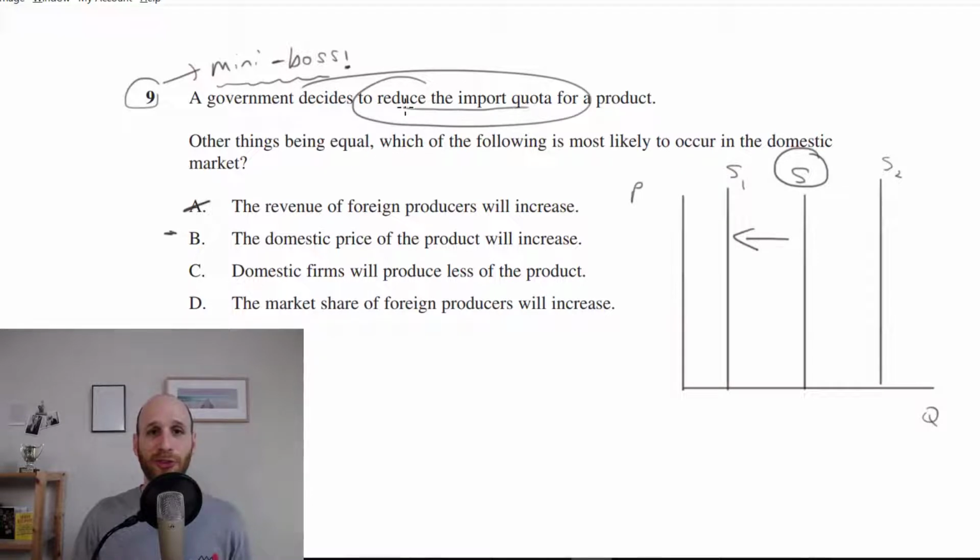Because remember, they are reducing imports for a product. You could say, let's say this product, Yeezy 350s version 2, so that if there is less coming in of the Yeezys, well, the price of that product is going to go up. C, domestic firms will produce less. Well, if they can, they would probably produce more because there are less imports, which means there's more demand they could fill. And the market share of foreign producers isn't going to increase because they can bring in less.